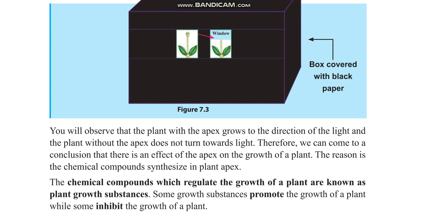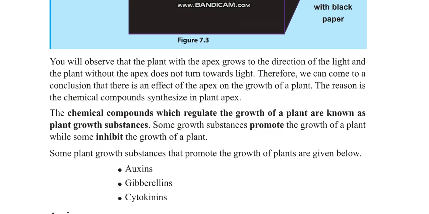Now, did you understand that? Did you understand, right? The apex of the plant has an effect on its growth. The reason is the chemical compound synthesized in the plant apex. So, that's the reason. The chemical substances. Now, it is about those chemical substances that we are learning in this lesson.